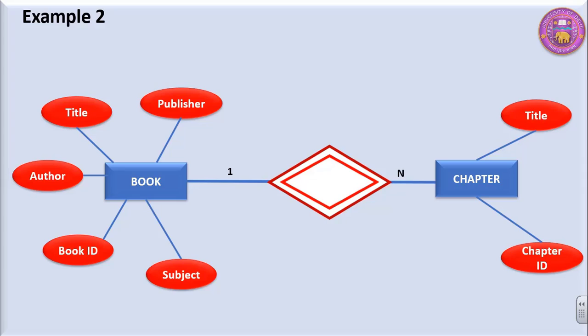A book has a number of chapters. A chapter cannot have more than one book. So a book contains a number of chapters. It becomes a case of a one-to-many relationship.